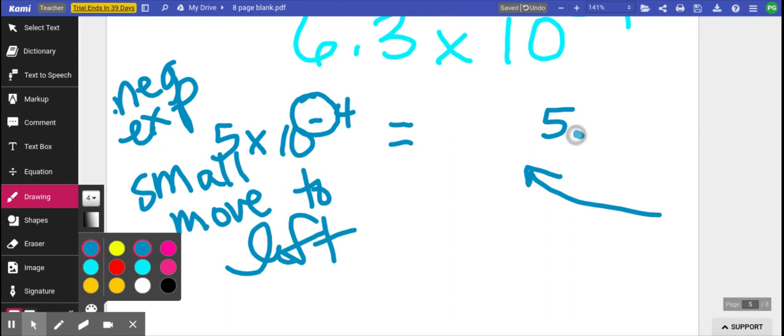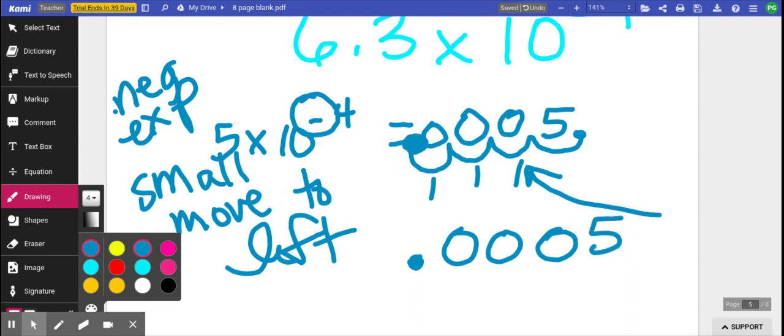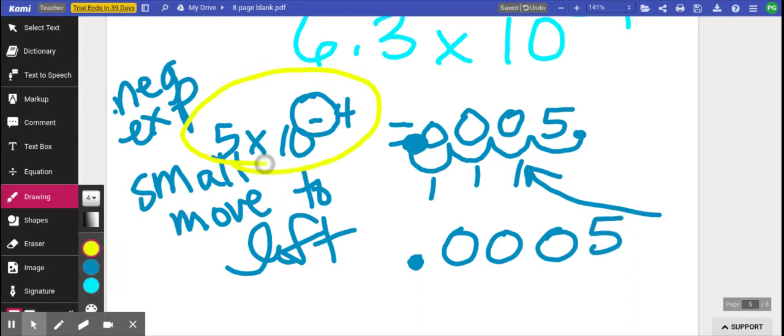So from the original decimal point where 5 is, I have to move it to the left 4 times. I'm not going to add 4 zeros. I'm going to move the decimal point 4 times. 1, 2, 3, 4. Wait, there's 3 spots without anything. So that's where our zeros come in to hold the decimal place value. 0.0005. That is equivalent to 5 times 10 to the negative 4.